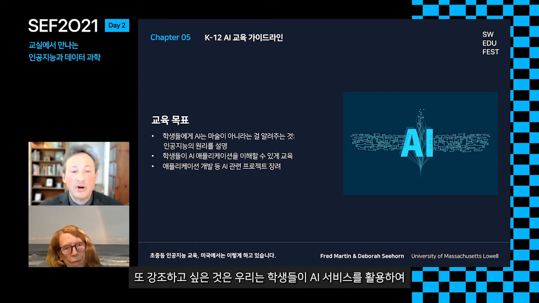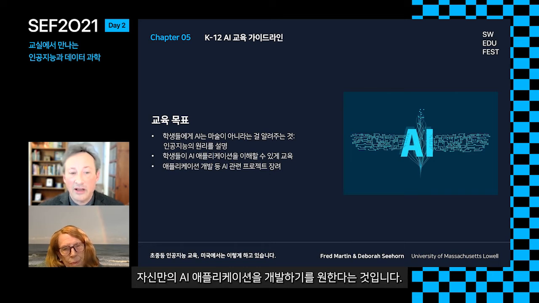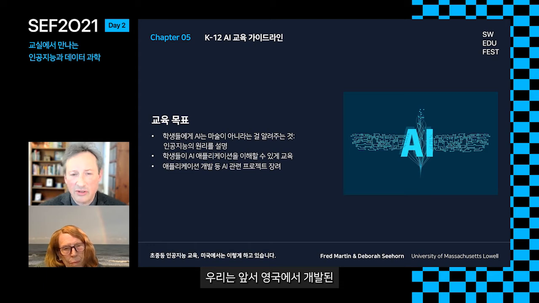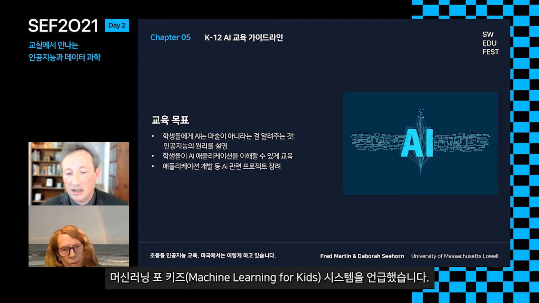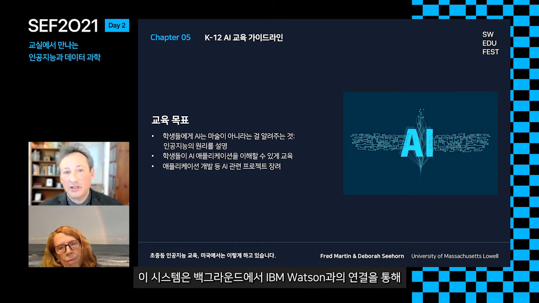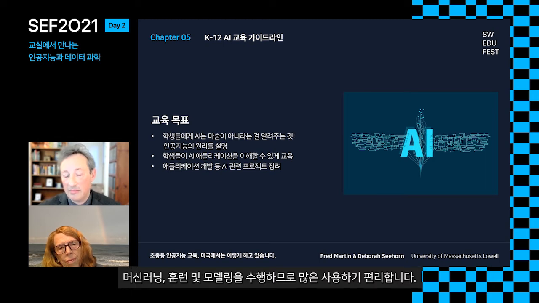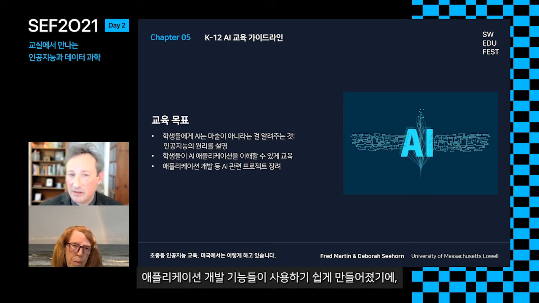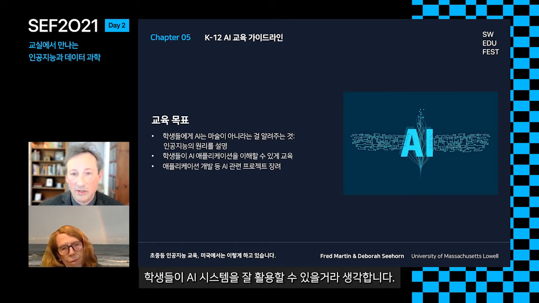And the third item, we want students to develop their own AI applications using AI services. So we mentioned earlier the Machine Learning for Kids system that's developed by the UK. That connects with IBM Watson on the back end to do the machine learning training and modeling. And so lots of AI systems use libraries that are easy to use. The library APIs have been made very user-friendly, and we want students to be building their own AI systems.